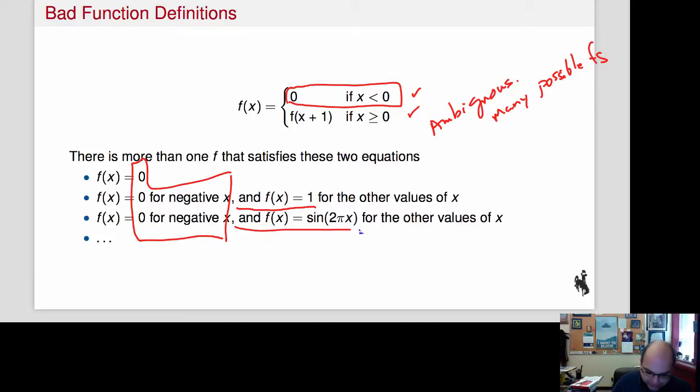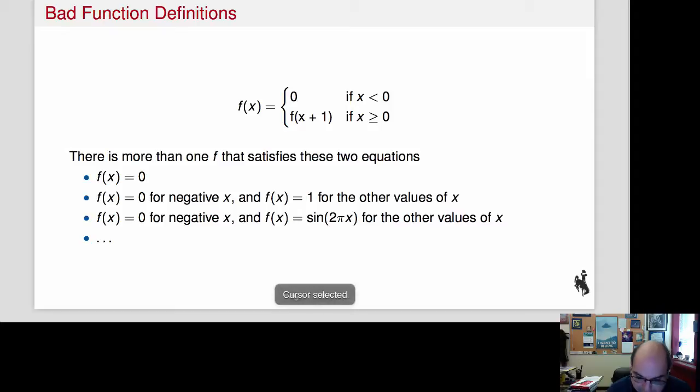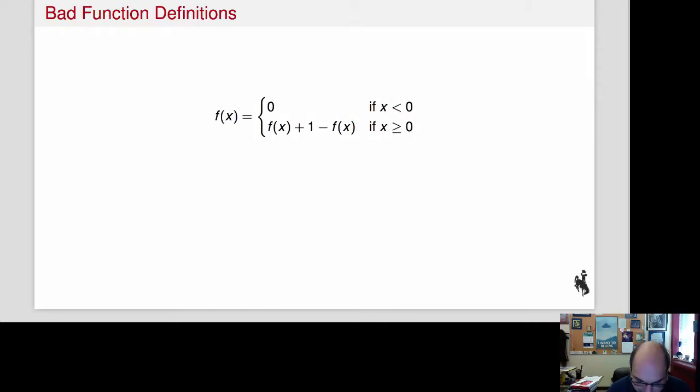And then here's a crazy one. F of x could actually be equal to sine of 2 pi x. And sure enough, that actually satisfies these equations as well, okay? You can think of any periodic function that has period 1, and sure enough, we'll be able to satisfy both of these equations. So this is a case where it's ambiguous. There's just too many answers, so you wouldn't know which is the one that we mean, okay?